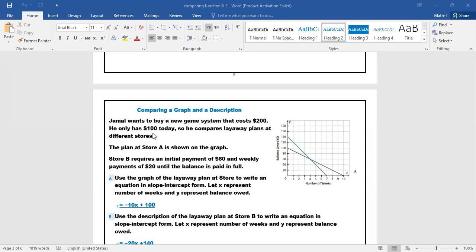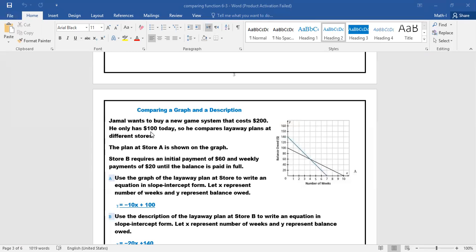The plan at store A is shown on the graph, which is the black line. Store B requires an initial payment of $60 and a weekly payment of $20 until the balance is paid in full. Use the graph of the layaway plan at store A to write an equation in slope-intercept form. Let x represent the number of weeks and y represent the balance owed.